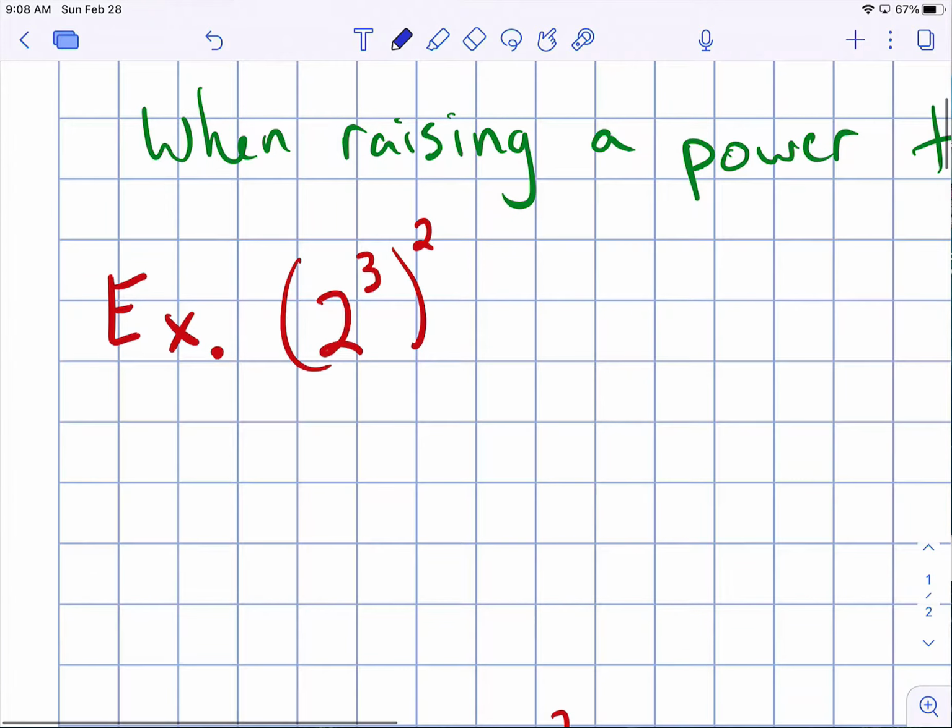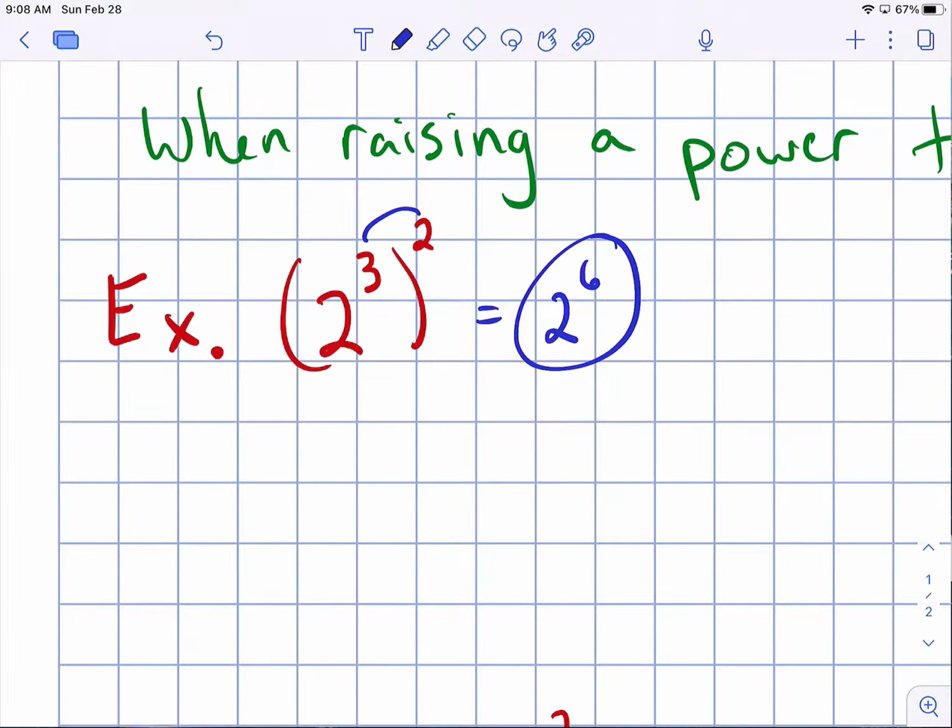2 to the third to the second. So with what I just wrote down, the sentence up above, when raising a power to a power, you're going to multiply the exponents. Okay, so I like to think of this as kind of like the distributive property almost is what it looks like. I'm going to take the exponent on the outside and multiply it by the exponent on the inside. So this would give me 2 to the 6th power.